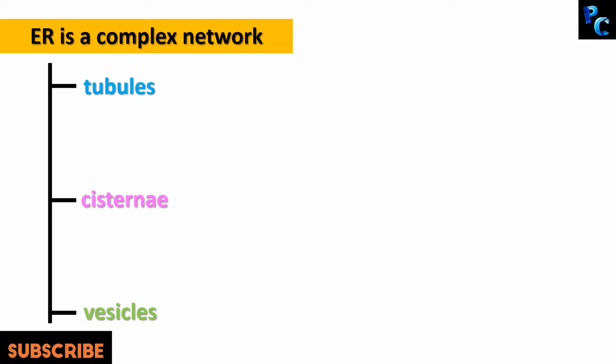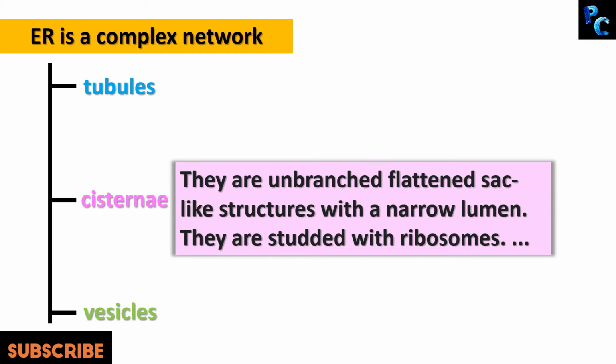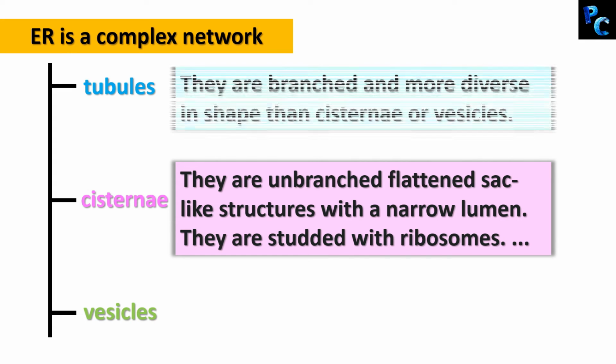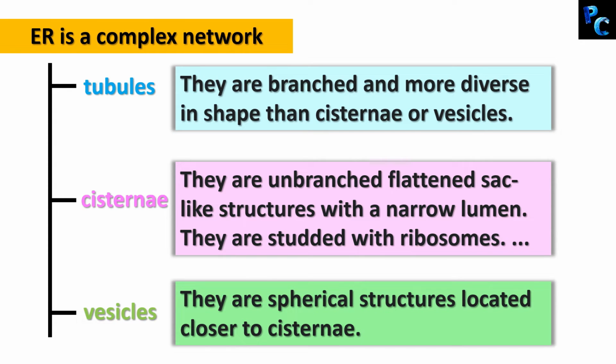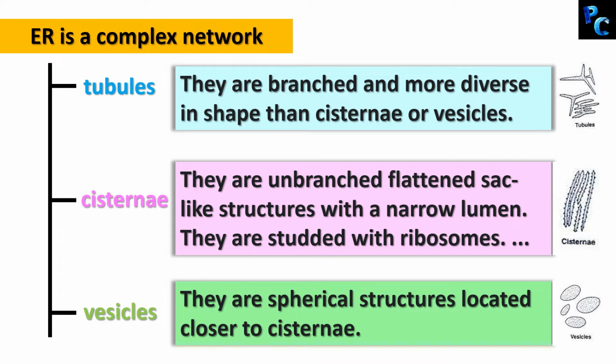Now what are the cisternae? They are the unbranched, flattened sac-like structure with narrow lumen. Lumen is the inside space of the endoplasmic reticulum. These cisternae are studded with ribosomes. Tubules are branched and more diverse in shape than cisternae and vesicles. And the vesicles are the spherical structure located closer to the cisternae. This is how cisternae looks, this is how vesicle looks, and this is how tubules look.